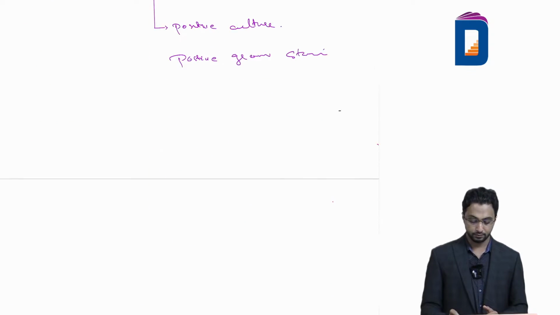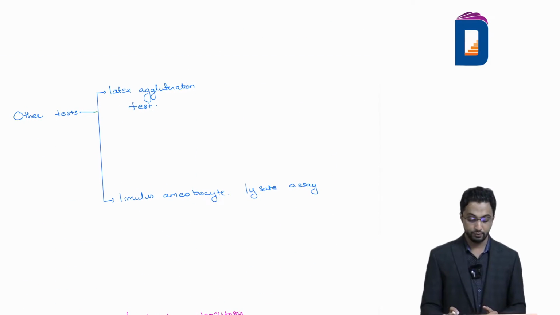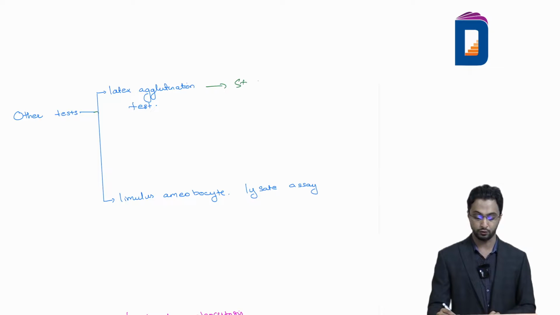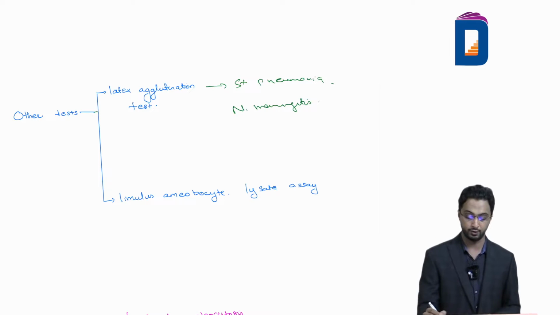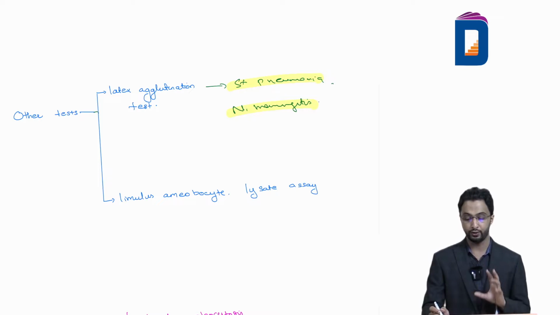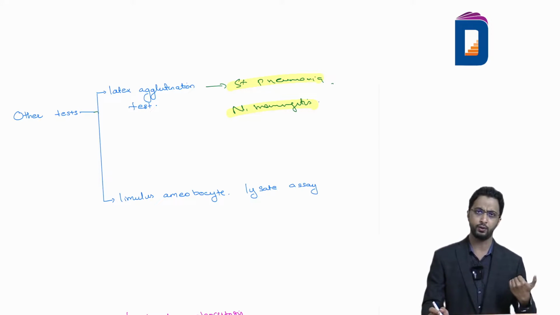Before that, there are some other tests which you can go for, specifically finding specific microorganisms, of which the first one is the latex agglutination test, which is for the two typical ones: Streptococcus pneumoniae, which we studied as the most common cause, and Neisseria meningitidis. There are also other bacteria which produce a positive latex agglutination, but the sensitivity and specificity for these tests is very high for Streptococcus pneumoniae and meningitidis. So they will ask you only this.